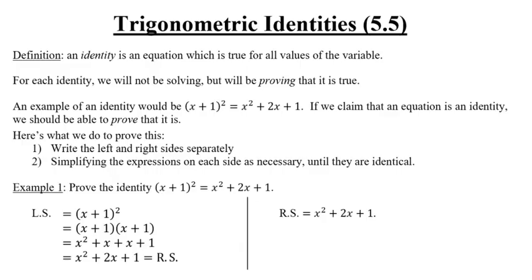So here's our first identity. (x + 1) squared equals x squared plus 2x plus 1. If we claim that an equation is an identity, we should be able to prove that it is. And so what we can do by proving that is first off, we take a little separation between the left and right sides of the equation. And so what you can see I've done below, and it's typed out in front of you, it says prove the identity (x + 1) squared equals x squared plus 2x plus 1.